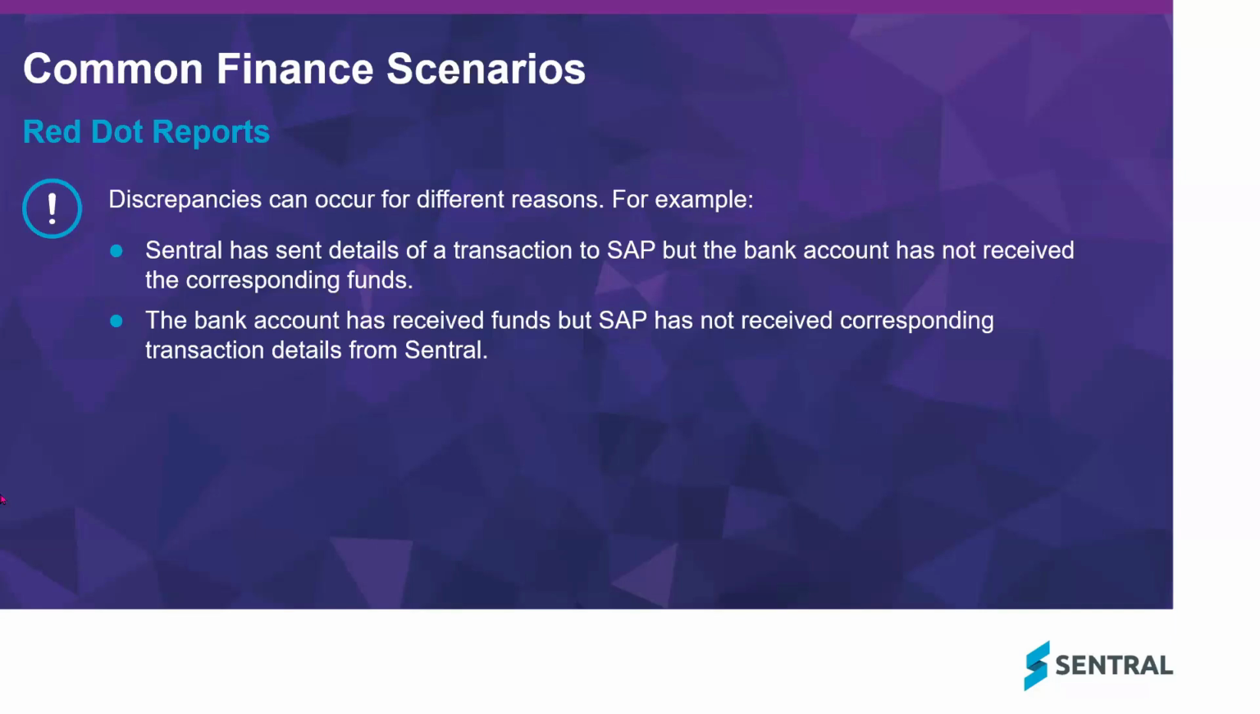Discrepancies can occur for many different reasons. For example, Central has sent details of a transaction to SAP, but the bank account has not received the corresponding funds. Or the bank account has received funds from SAP, but has not received corresponding transaction details from Central. So we've highlighted 3 scenarios that could lead to the discrepancies within that red dot report.